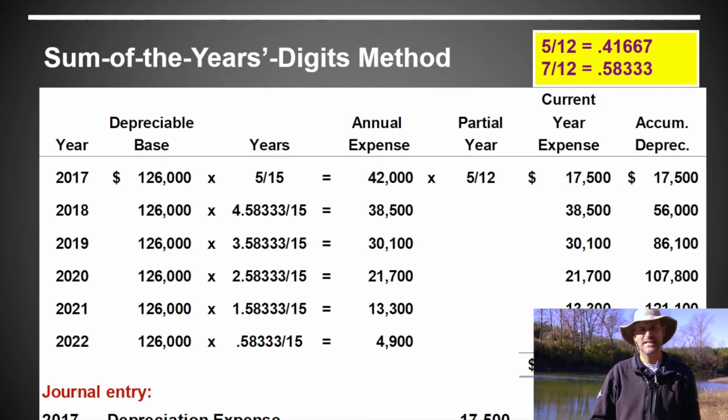So our annual expense in the last year will be $4,900, and that will end up fully depreciating our assets. So we will end up with a total accumulated depreciation of $126,000 at the end of this whole process. So that's how you do sum of the year's digits if you're ending up with partial years.